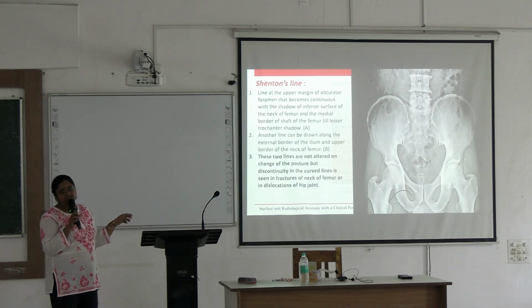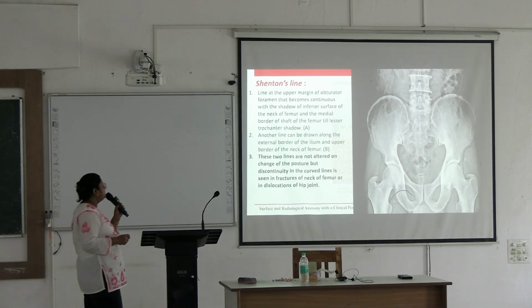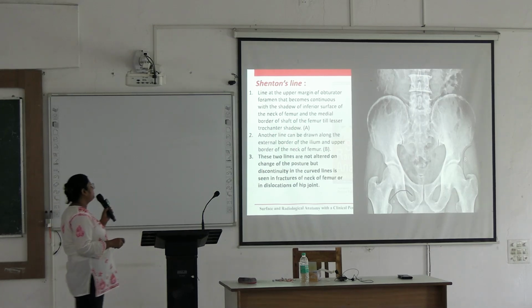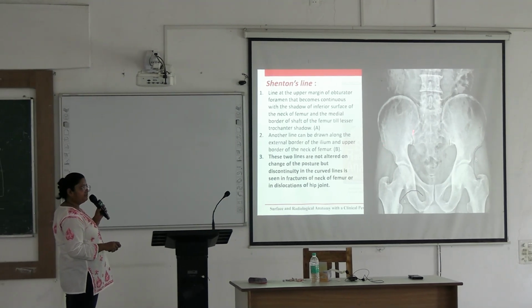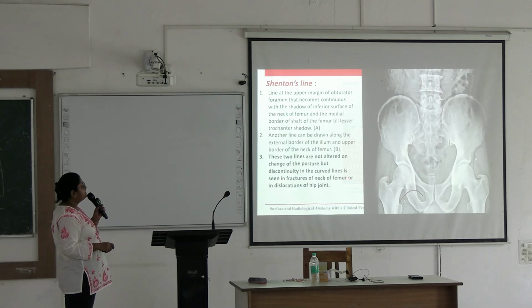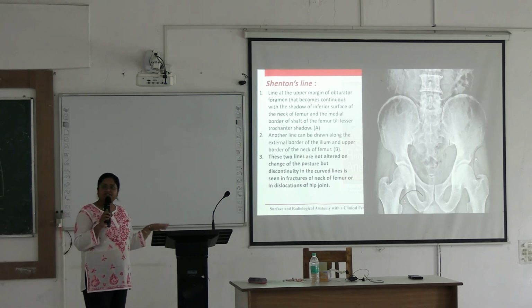This line is continuous line because it is a normal X-ray. But in case of abnormal X-rays, in some pathologies or fracture, this line will be not a continuous line. There will be breakage in this line. Okay. Another line can be drawn along the external border of the ilium and upper border of the neck here. Like this, another line you can draw. And these two lines are not altered on change of posture, but discontinuity in these curved lines is seen in fracture of neck of femur or in dislocations of the hip joint. Okay, that's how you determine the pathology in this region.